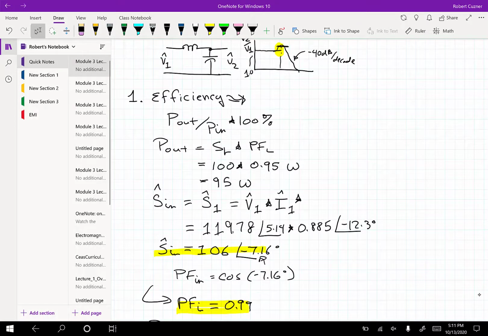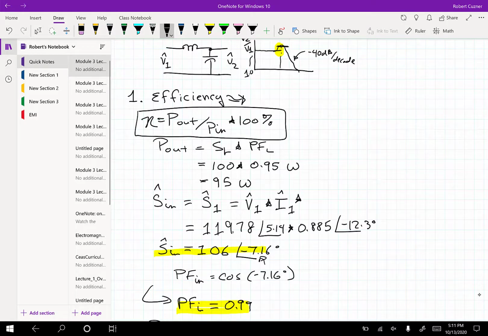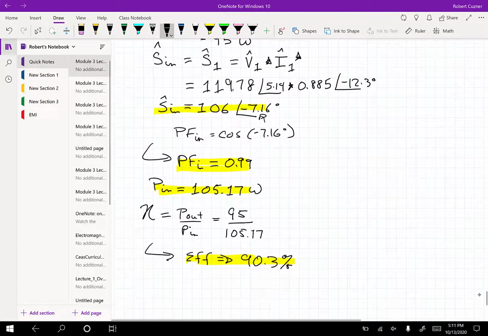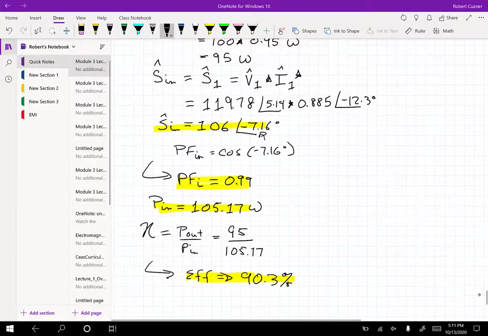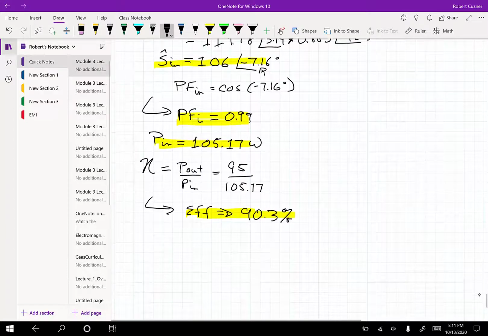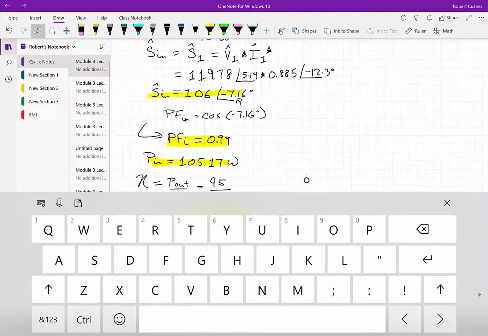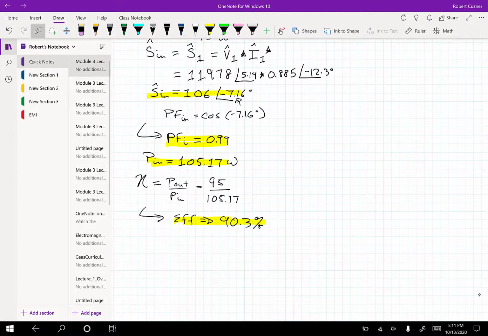I'm actually going to go put a box around this formula. You need to know this. Okay, pretty good efficiency. Now we're going to do one more thing. We're going to talk about regulation.